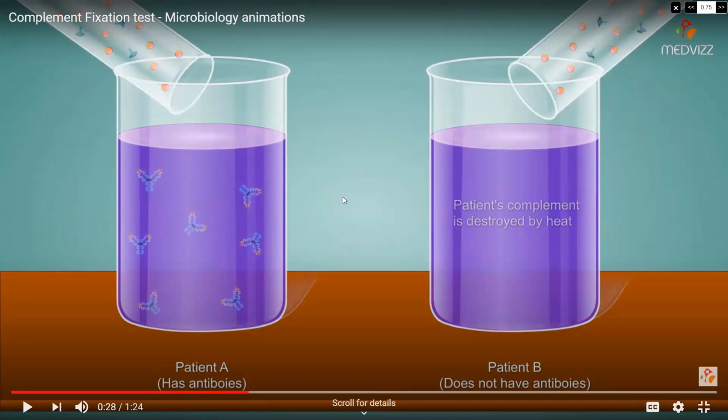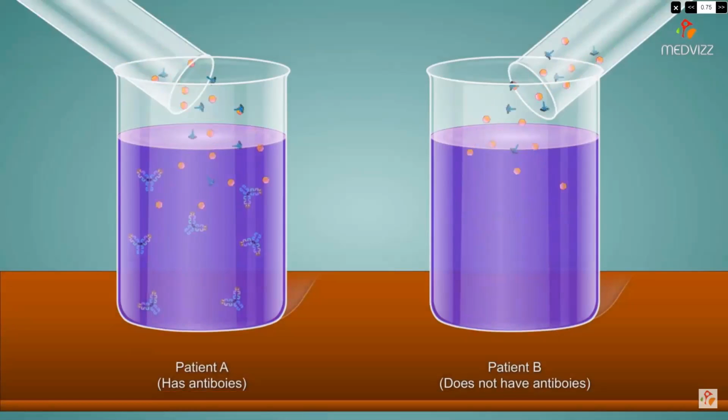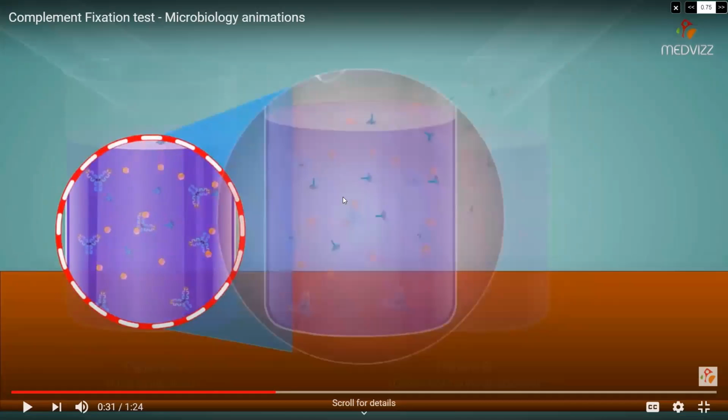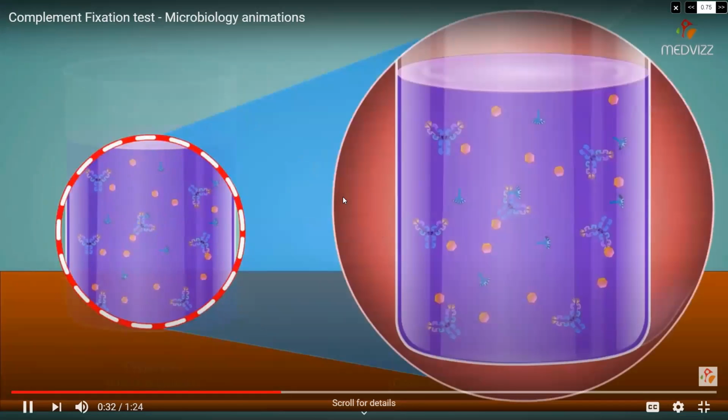तो पहले आप क्या करें, you took antiserum, you took serum of patient A and patient B, and you heated it. That heating was done so that you can kill all the complement proteins and antigens that are present inside the serum, and you only let antibodies remain in patient A's serum or patient A sample. Okay, so on the left, patient A has antibodies, the right one does not have antibodies. See, you are adding complement and antigens to the serum.